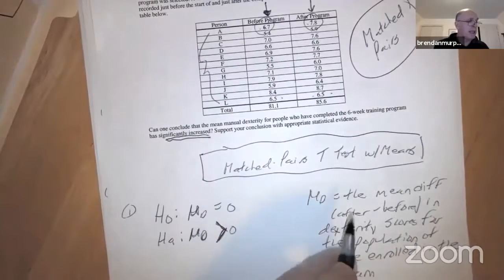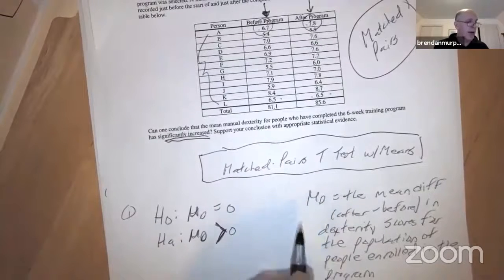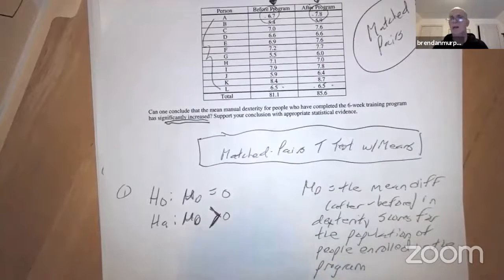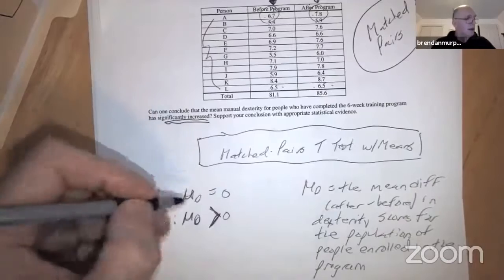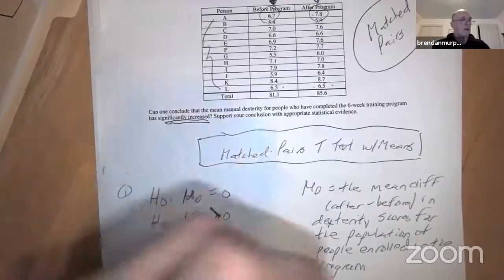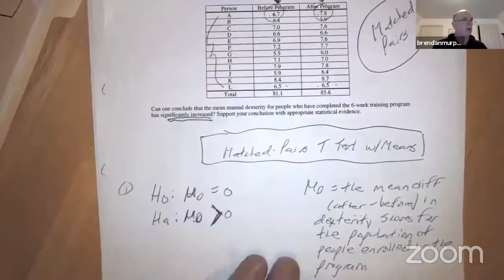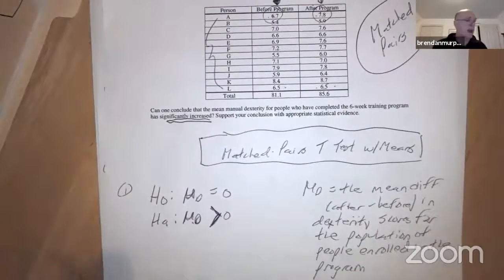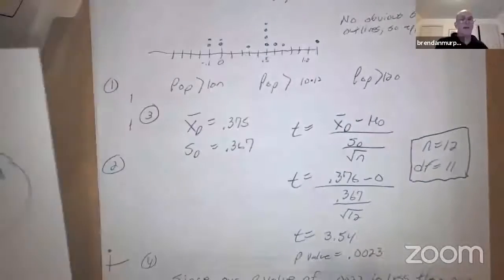Mu of D is the mean difference before and after in the dexterity scores for the population of people enrolled in this program. Again, I don't know how many people are enrolled in this program, but null and alternative, always identify your parameters. Naming the test is helpful. That allows me not to come up with what I call the generic formula. So we're heading down the right path.